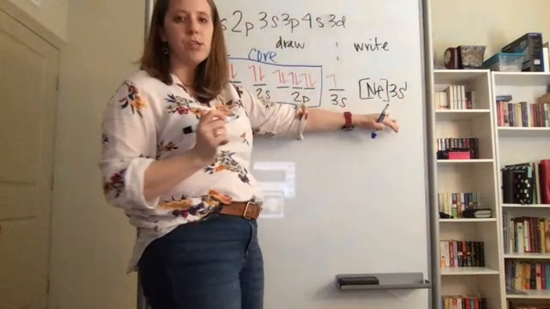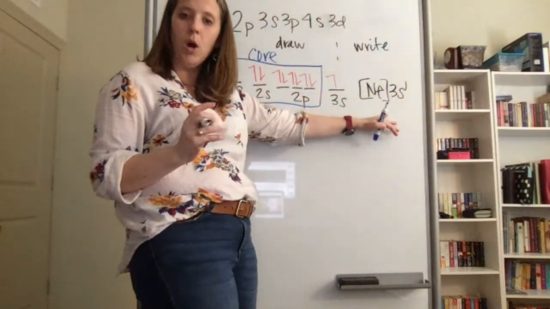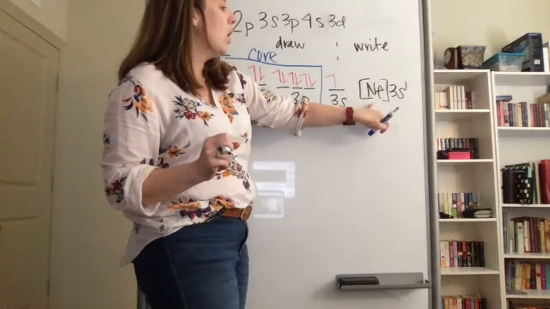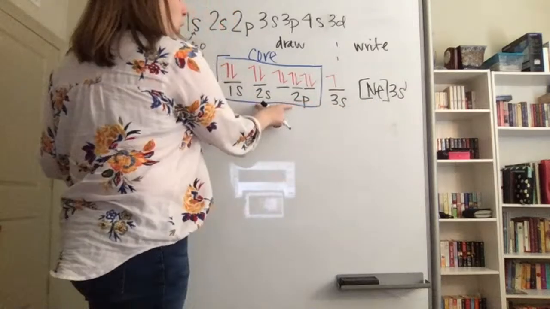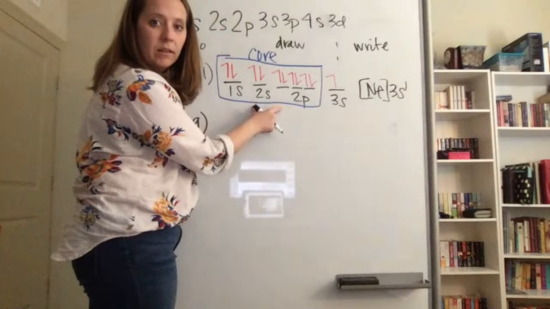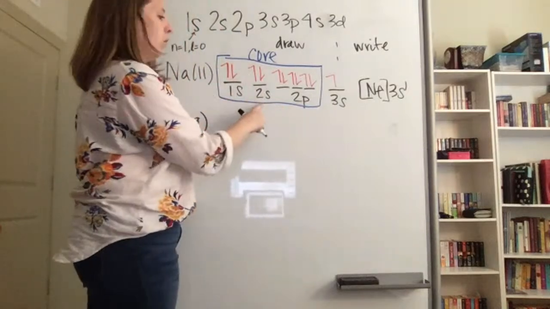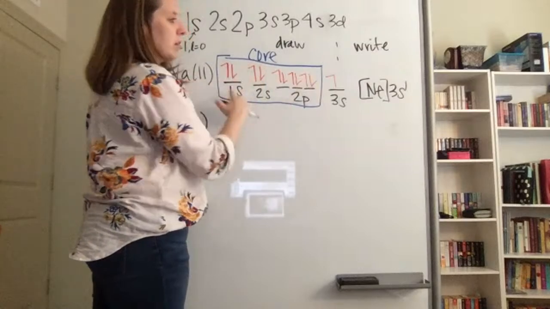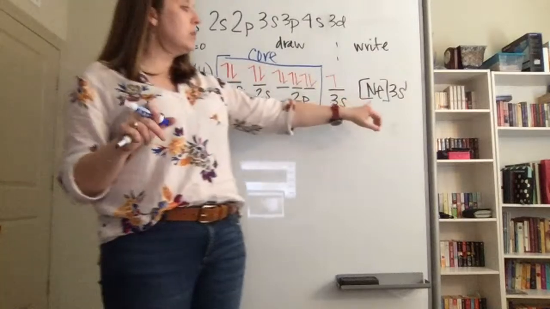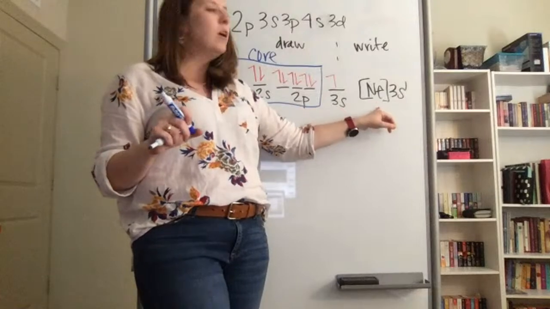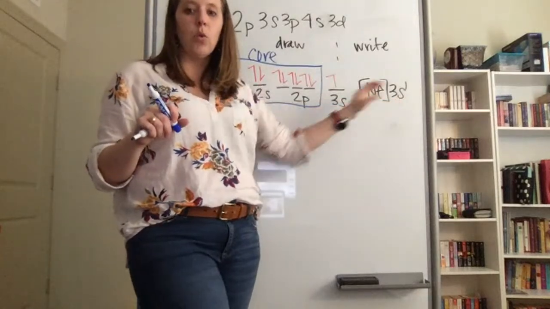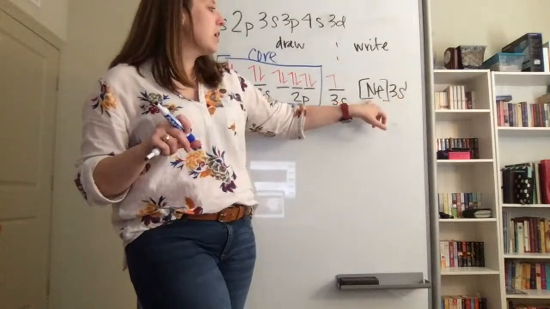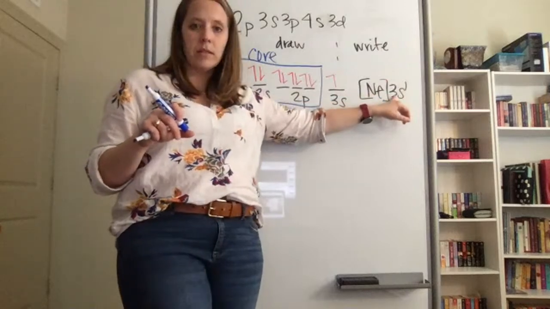So we can write it in a shorthand. Now you might be like, whoa, what just happened? So I basically said that this core looks just like neon. If you look back in your notes, or in the non-live version, you can rewind a little bit. The neon looks just like this. So we can use the closest noble gas core and then just write the valence electrons or anything after that. So in this case, we have neon and 3s1.